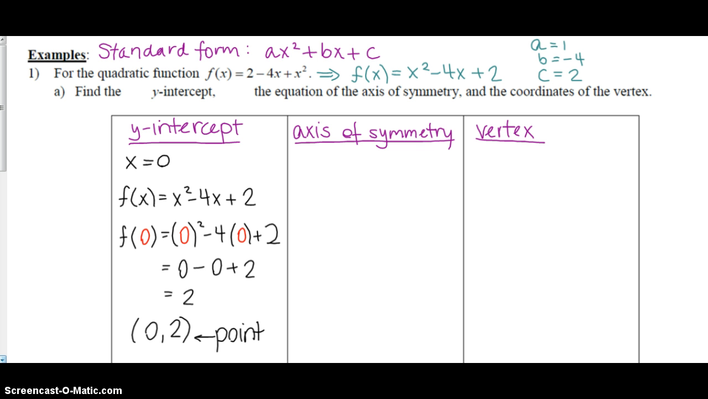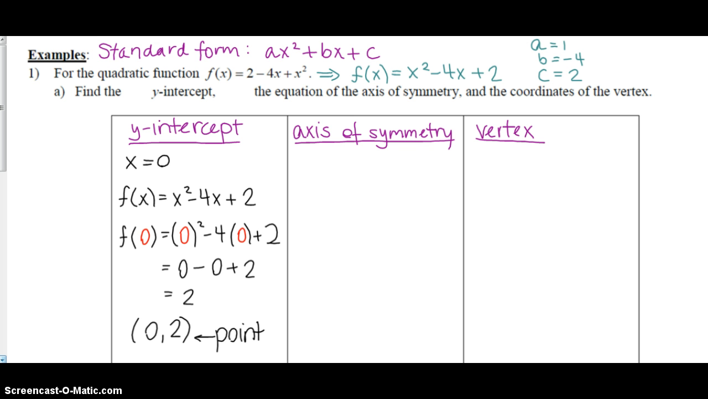Remember that the y-intercept is a point, and you need to show it with an x-coordinate and a y-coordinate. Because the x-coordinate is always 0, we know it's easy to find the y-intercept by plugging in 0. It's going to be our c, or our constant. We saw that on the notes on the previous page. You need to be able to show the work and not just recognize that it's the constant term.